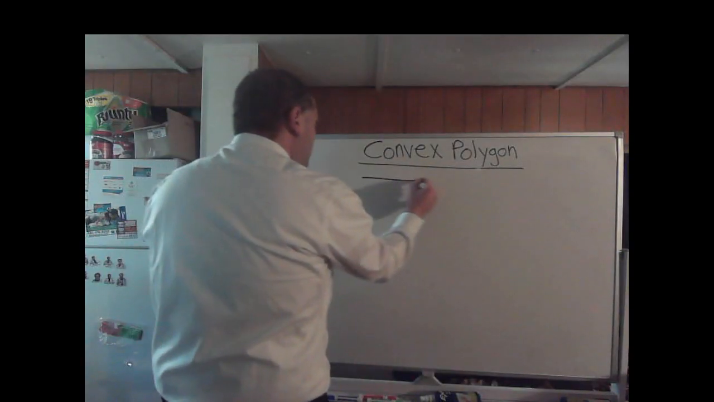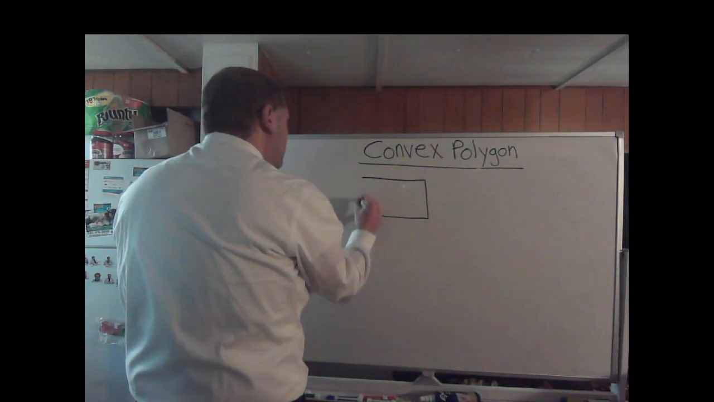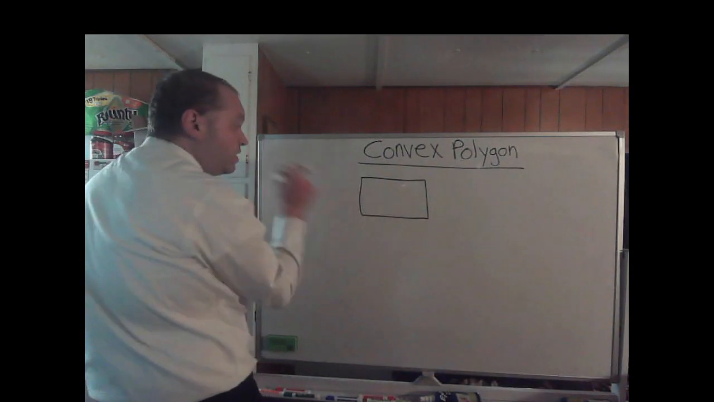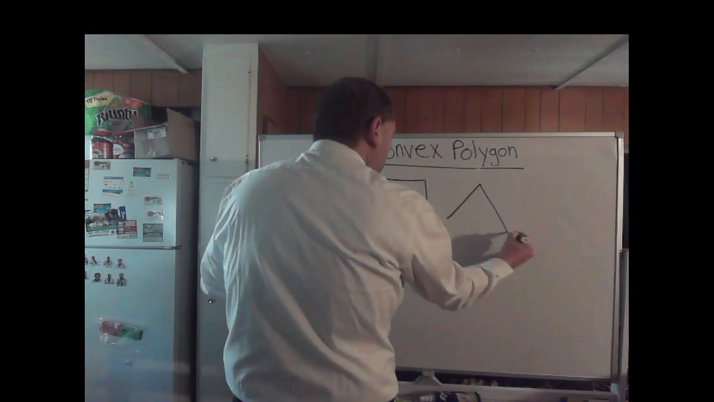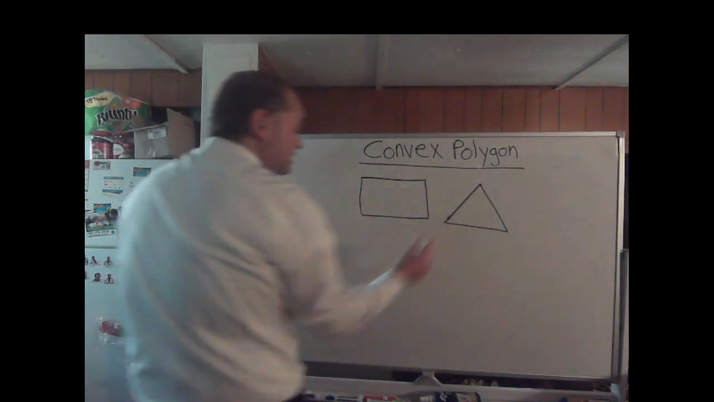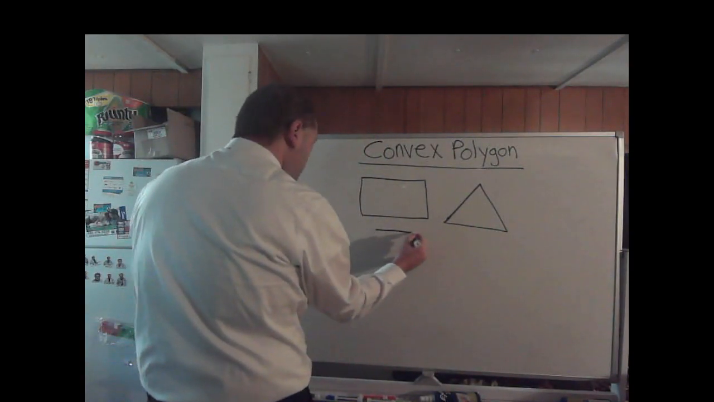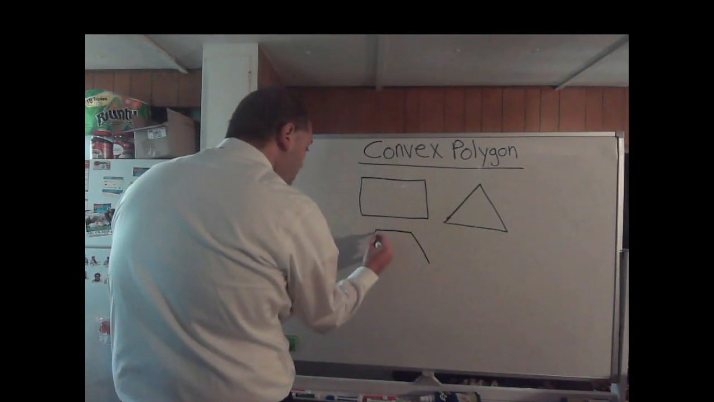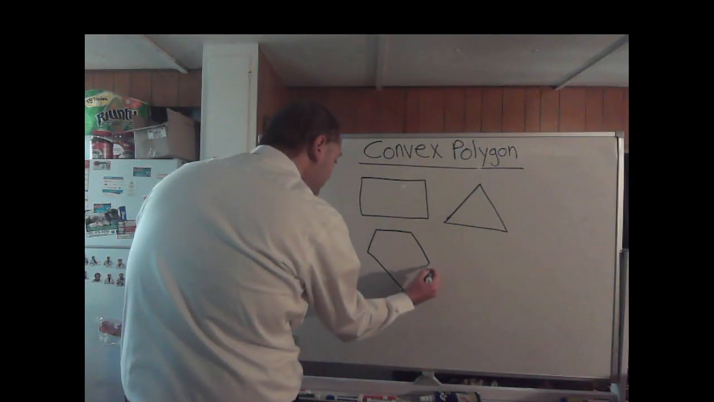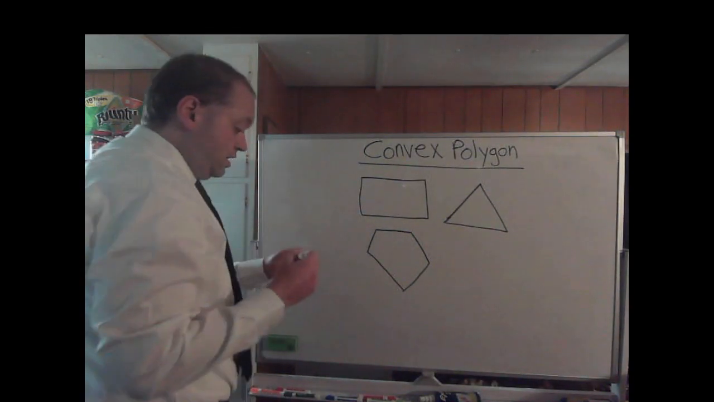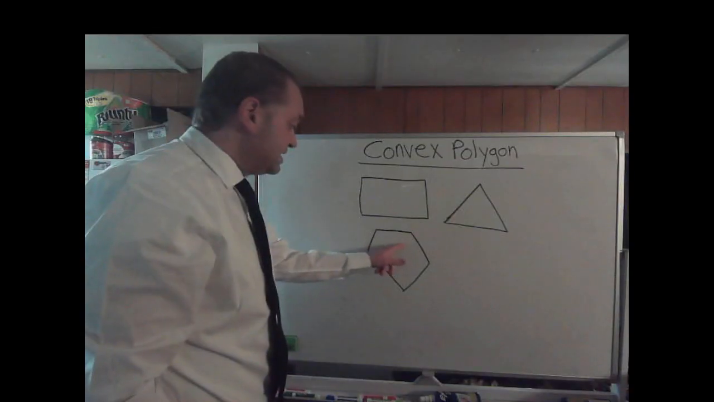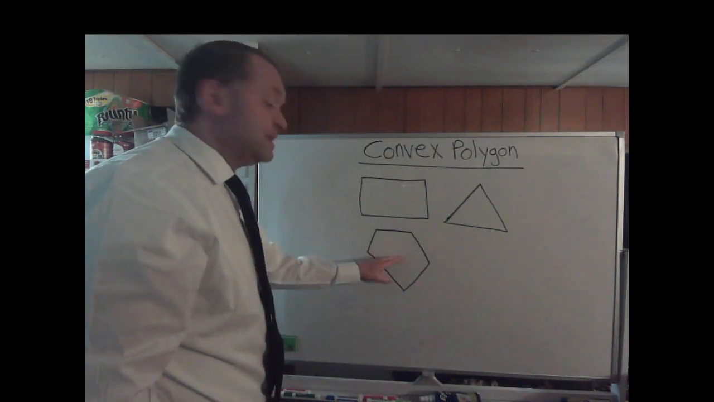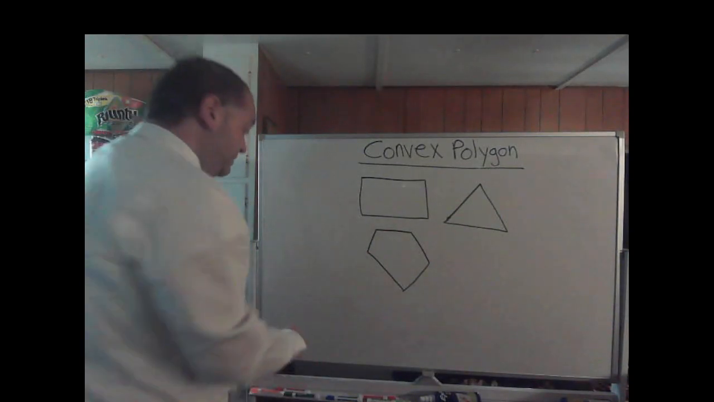So for example, a rectangle, right? None of these sides here contain anywhere in the interior. Or a triangle. A triangle is a convex polygon. Or we have this pentagon here. Again, none of these sides contain any point on the interior of the polygon. These would be considered convex polygons.